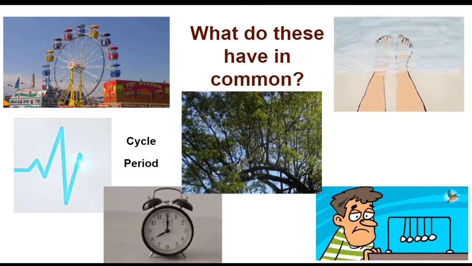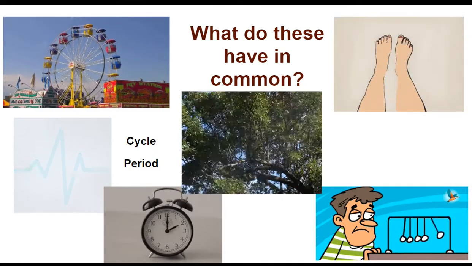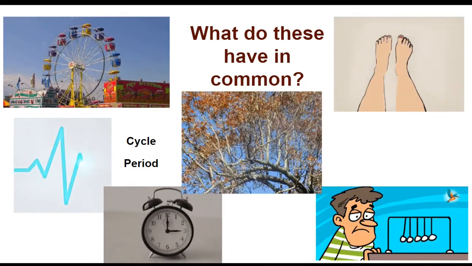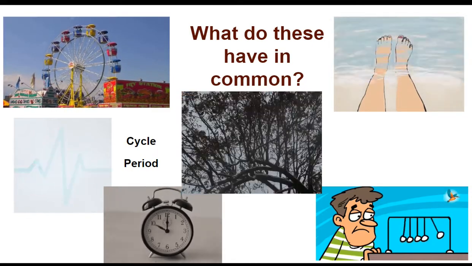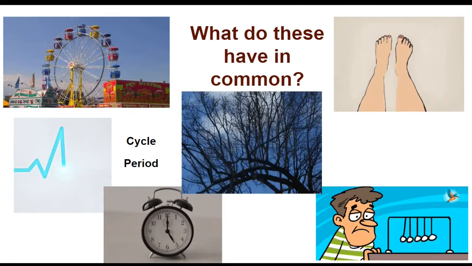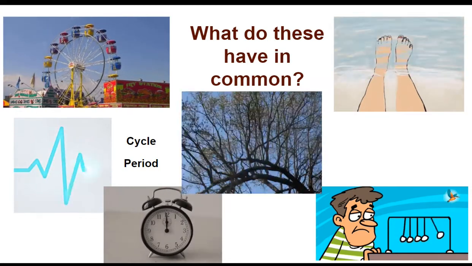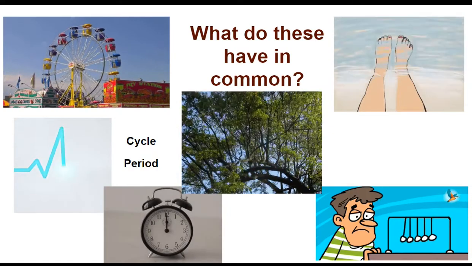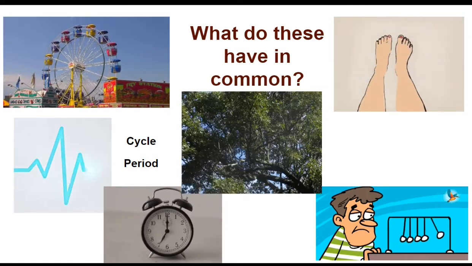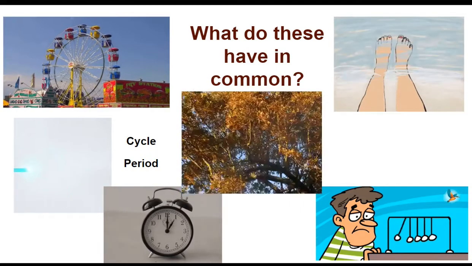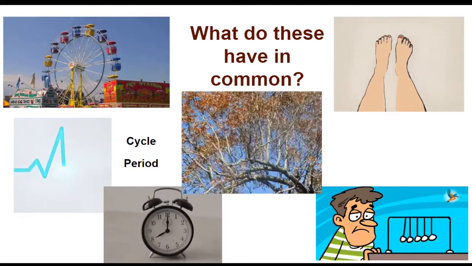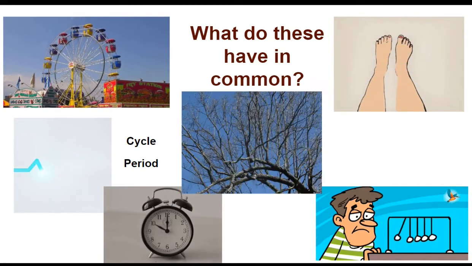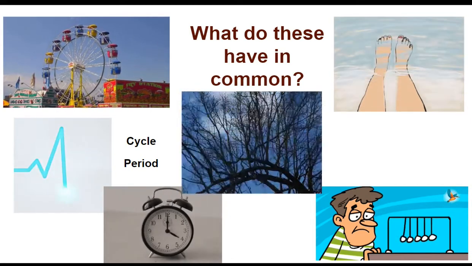So how much time does it take to complete one cycle? In the case of the Ferris wheel, maybe it takes 5 minutes to go around once. In the case of the heartbeat, it would probably be some fraction of a second to complete this diagram on an EKG, on a heart scan. In the case of the trees, how long does it take for the tree to get back to where it was? Winter, spring, summer, fall, how long does it take to get back to winter? That would be 1 year. So the period is a year.